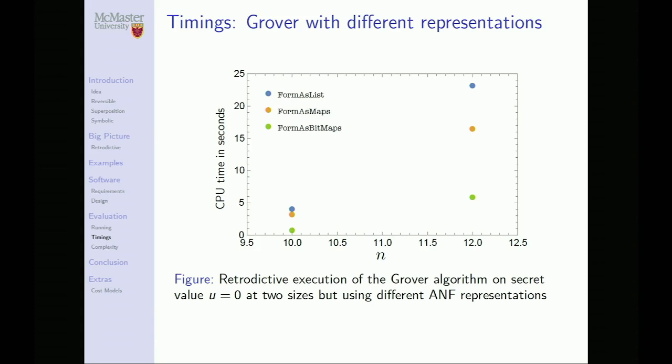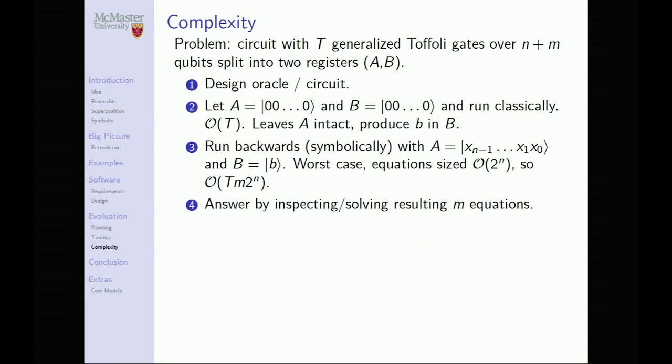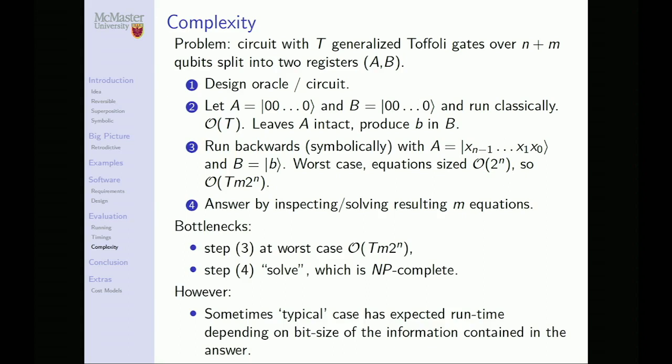Right, so a little bit of complexity analysis. I won't go too fast, but roughly speaking, the first 2 steps are easy. The third step, you run backwards. The equations in the worst case can be exponentially big. That's the worst case, and it happens. Depending on the problem, sometimes you can inspect the equations and get your answer. It's great. And in the worst case, you have to solve the equations, and that's NP complete. So exponential plus NP complete. Yeah, sometimes this isn't good.